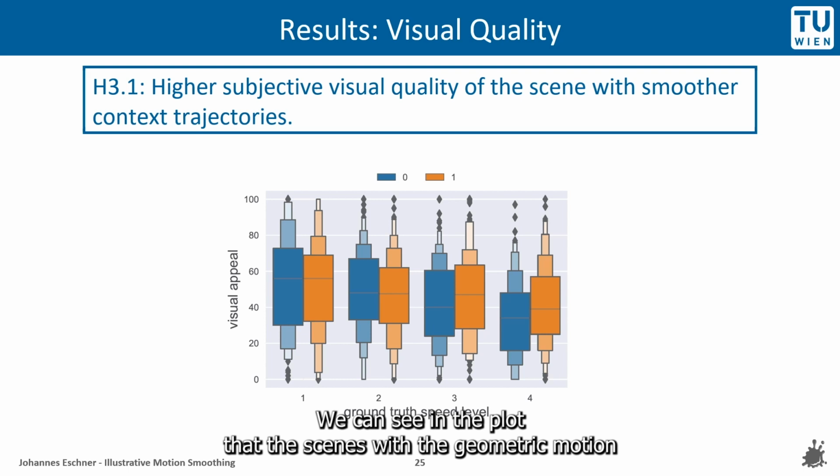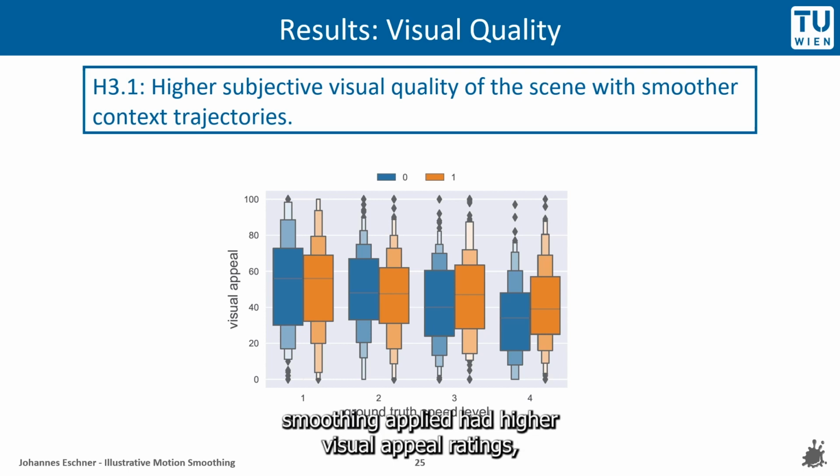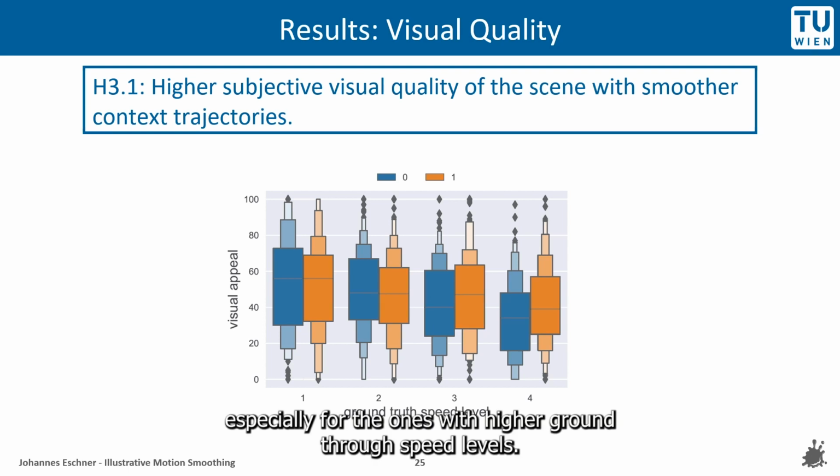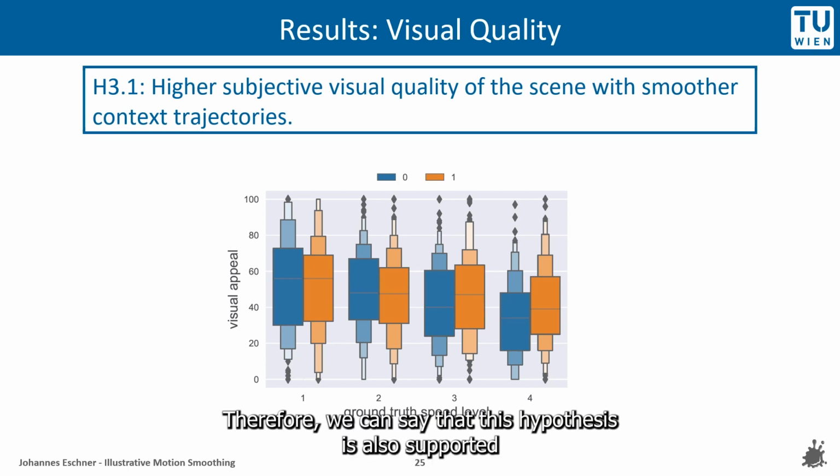We can see in the plot that the scenes with the geometric motion smoothing applied had higher visual appeal ratings, especially for the ones with higher ground truth speed levels. Therefore, we can say that this hypothesis is also supported.